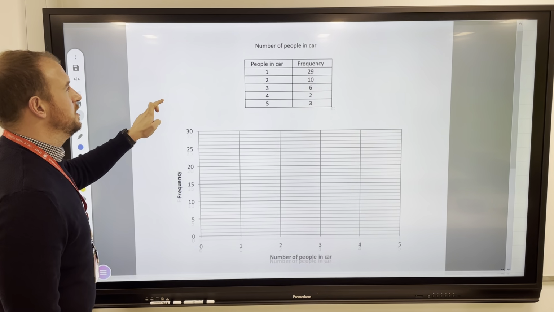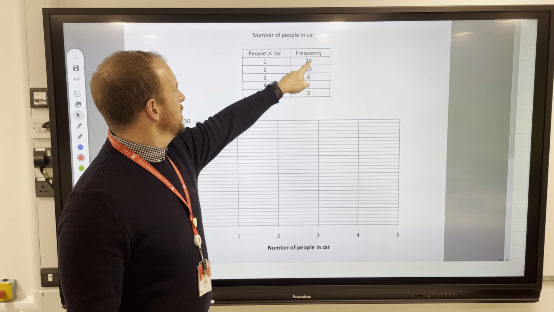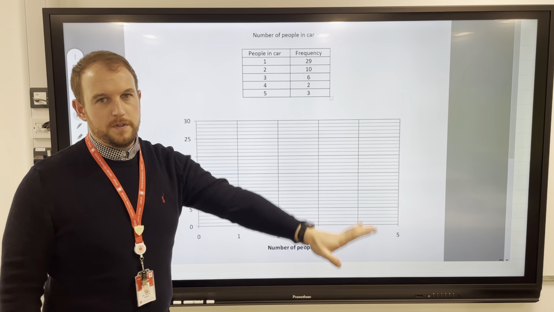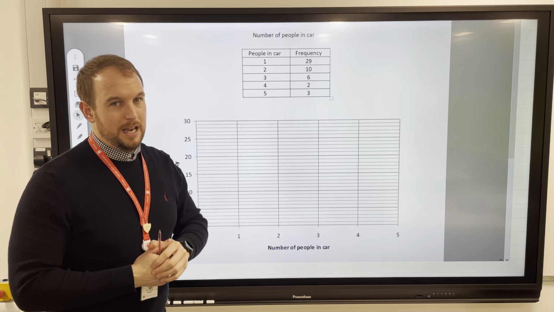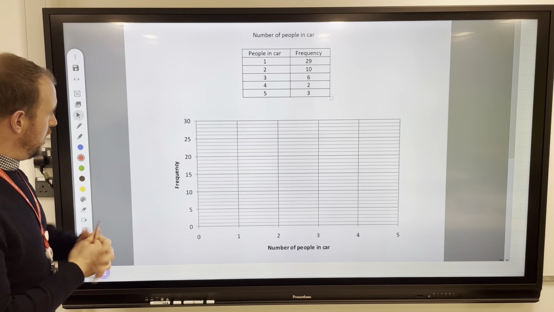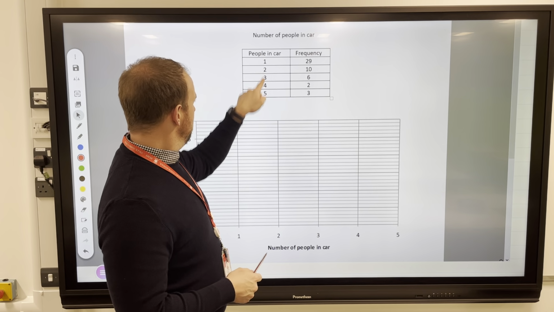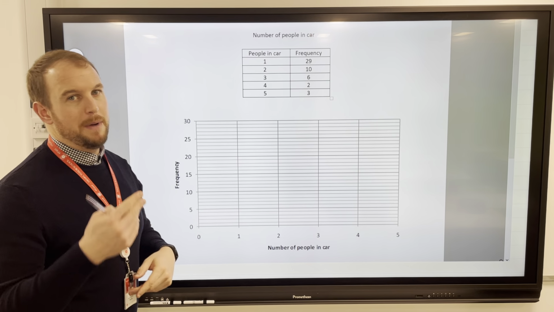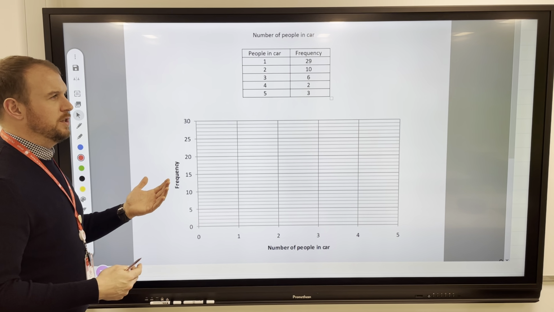So here's some data for you. We have a number of people in the car. There are 29 times there was one person in the car, and then you can see the rest of the data there. Now we're going to interpret that as a vertical line chart. You can see here we've got the x-axis, where we've got the number of people in the car, and then frequency. Frequency is the amount. So we need to draw a vertical line graph or a line chart.